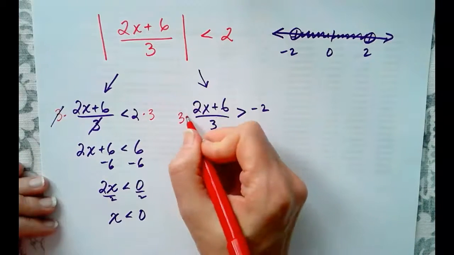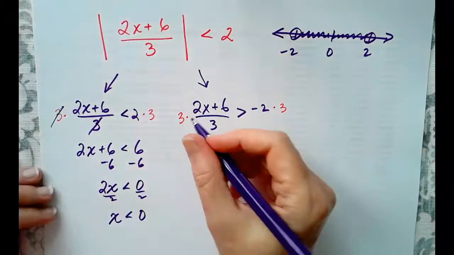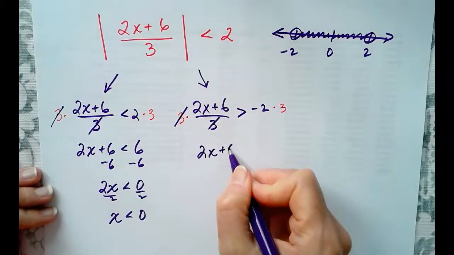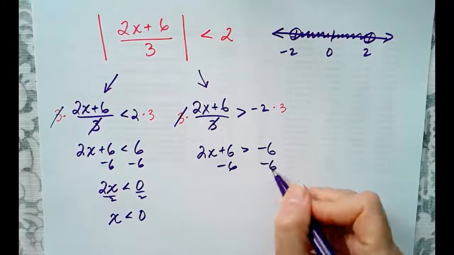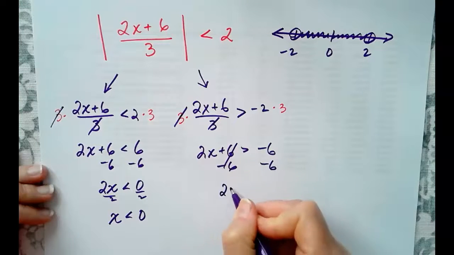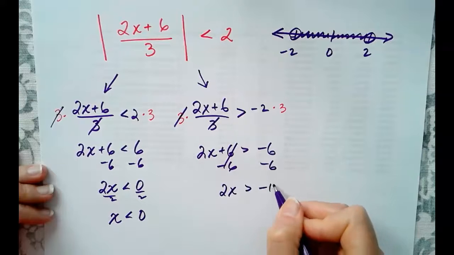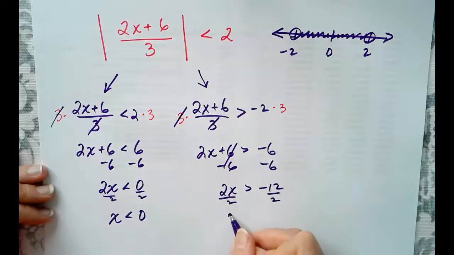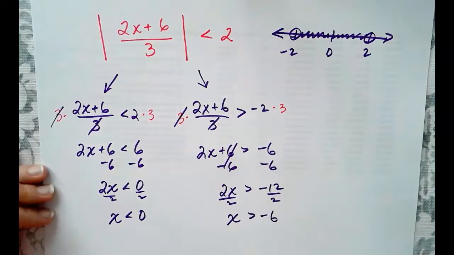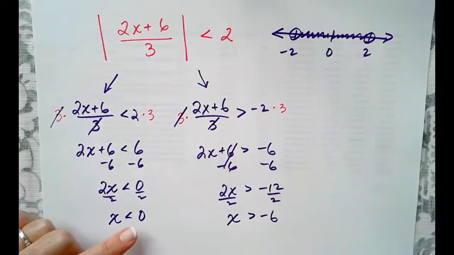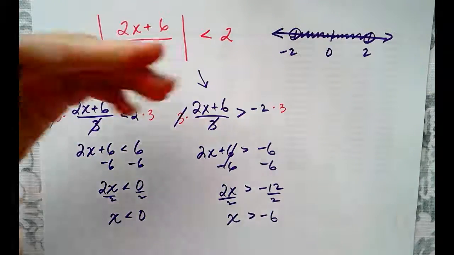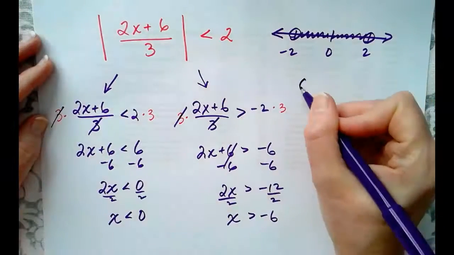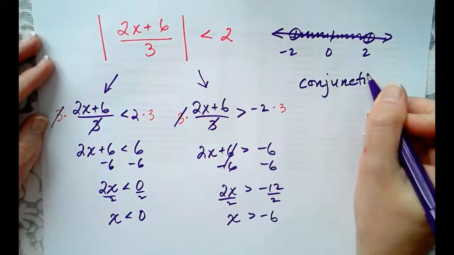Get rid of the 3 by multiplying both sides by 3. The 3's cancel. We get 2x plus 6 is greater than negative 6. So this time when we subtract 6, we're not going to 0. We are going to be greater than negative 12. Divide by 2, divide by 2, x is greater than negative 6. So we're looking for numbers that are less than 0 and greater than negative 6. So we're expecting the two trains to come together at the station, creating a conjunction of sets.